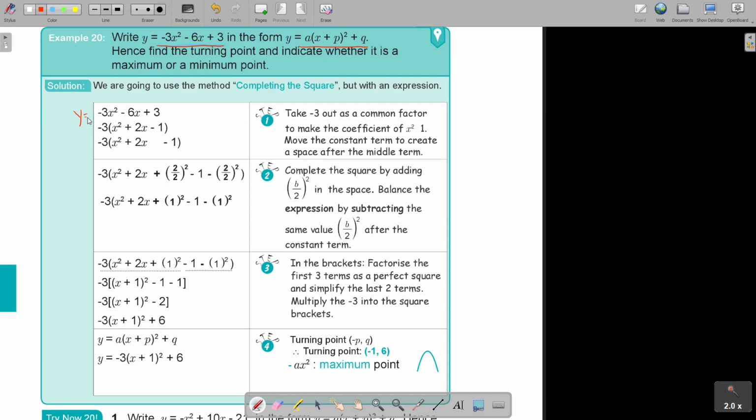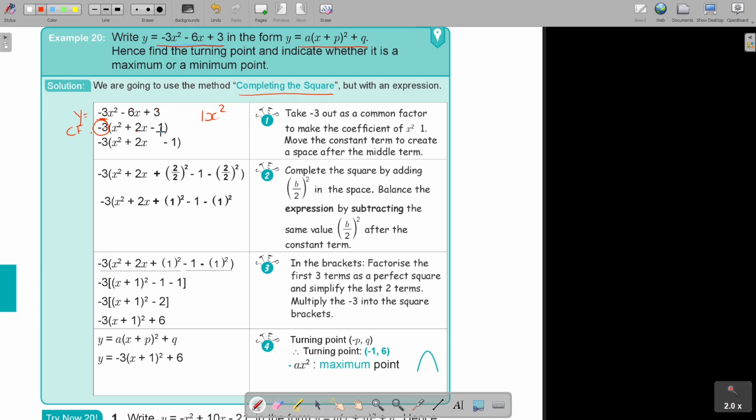Okay. The principle is the same as completing the square. Instead of dividing by that 6, I just took -3 because I still want to make it 1x squared. So I take -3 and I take it out as a common factor. So if I take it out, I divide, I get this. I divide, I get this. I divide, I get this. Okay, still the same. But because there's not two sides, I just must write it as a common factor.